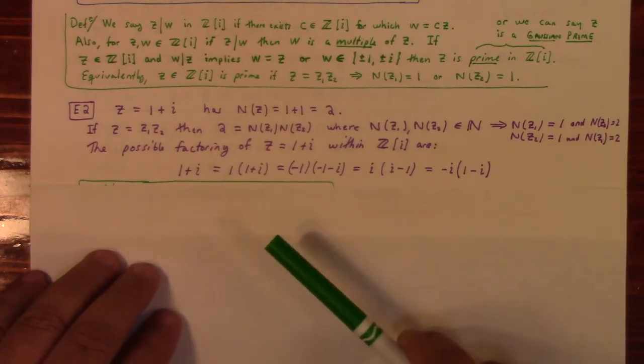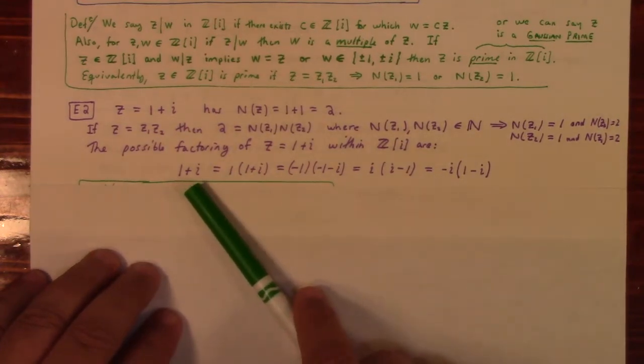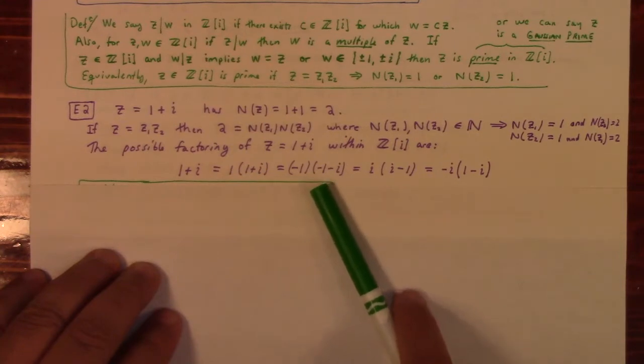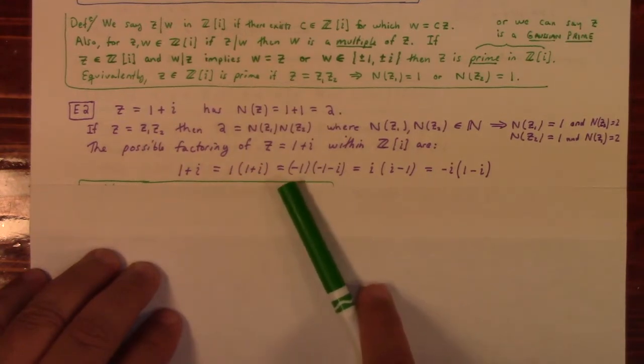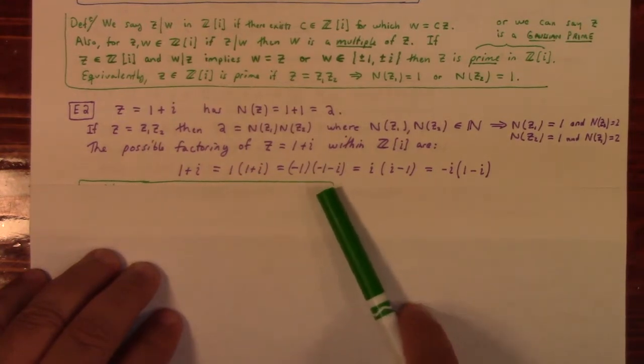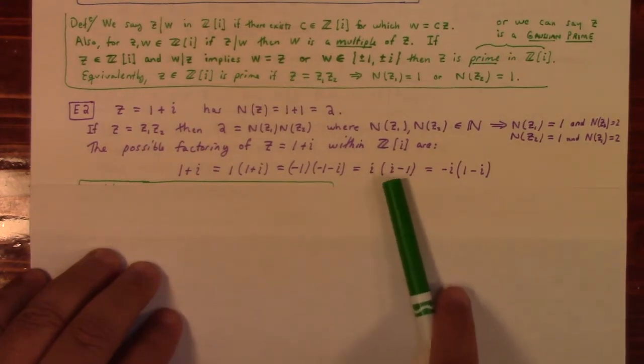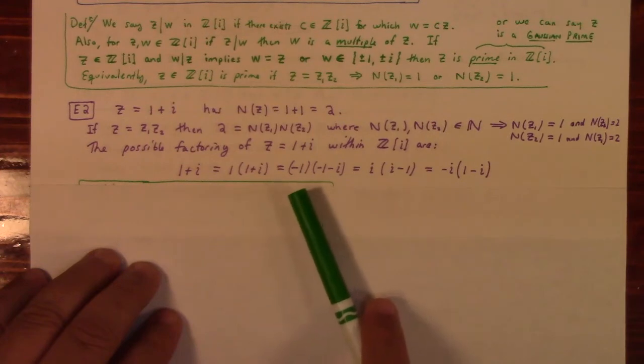See, you can write this Gaussian prime as the product of other Gaussian primes. For example, 1 plus i is 1 times 1 plus i. Well, it's kind of silly, but true. It's minus 1 times minus 1 minus i. Slightly less silly, but still true. It's also equal to i times i minus 1. Multiply that out, you get minus 1 minus i.